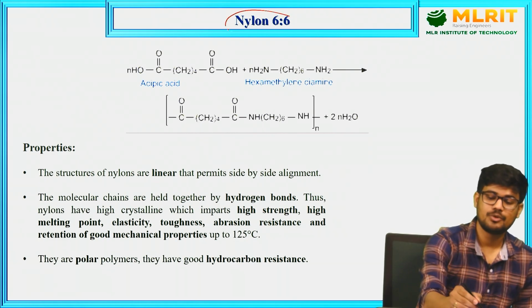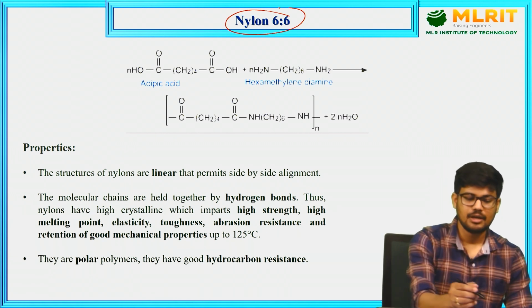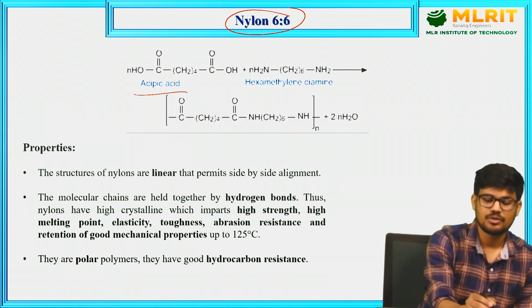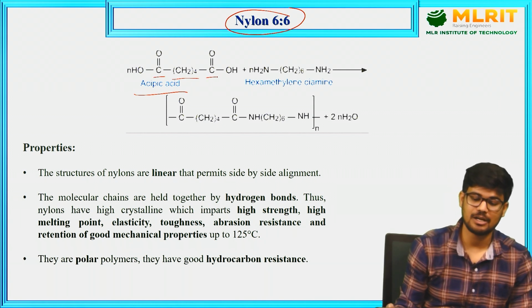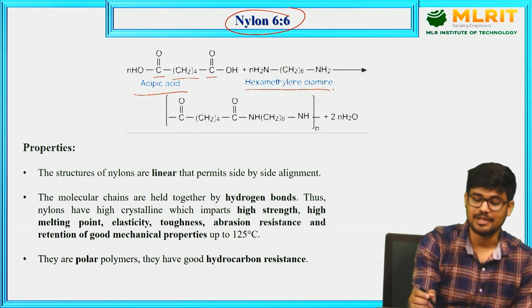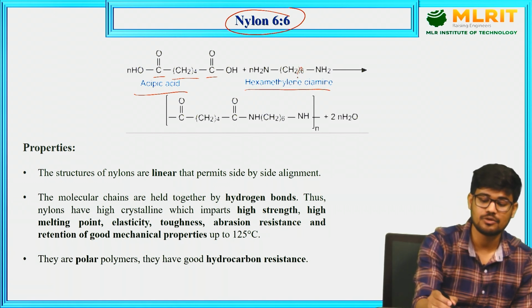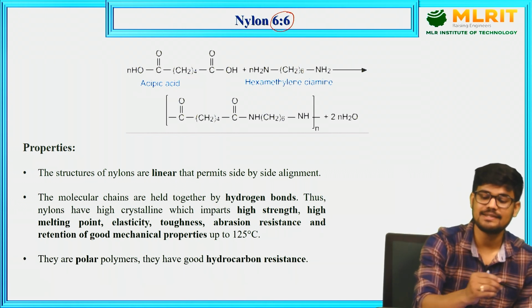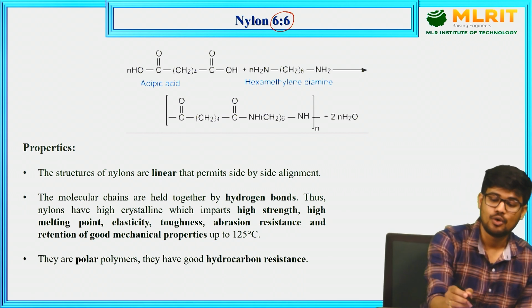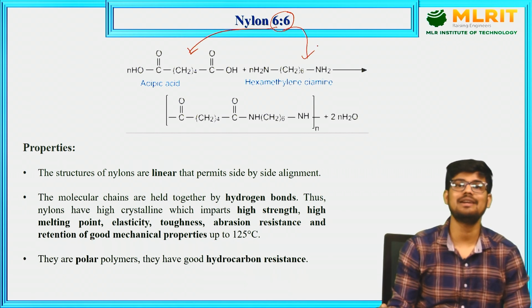So now come to nylon 6,6. How will we produce nylon 6,6? Adipic acid. How many carbon atoms are there? In total, 4, 5 and 6. Adipic acid has a total of 6 carbons. Hexamethylene diamine is another monomer molecule. How many carbon atoms are there? Here also 6. So now you can understand why these 6 and 6 are coming. One 6 belongs to adipic acid, another 6 belongs to hexamethylene diamine.